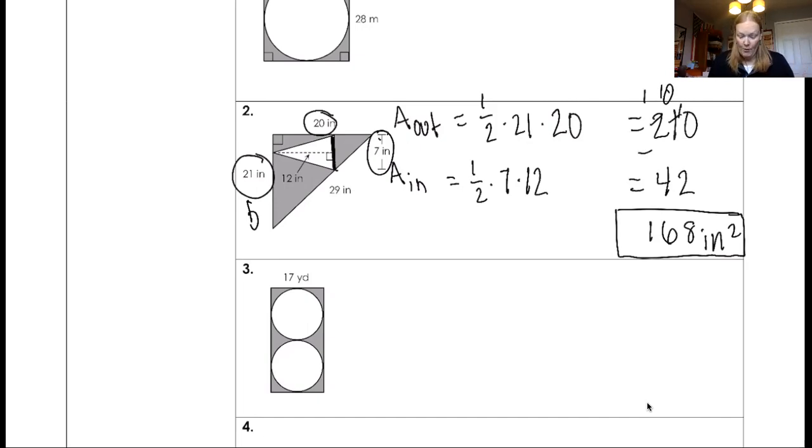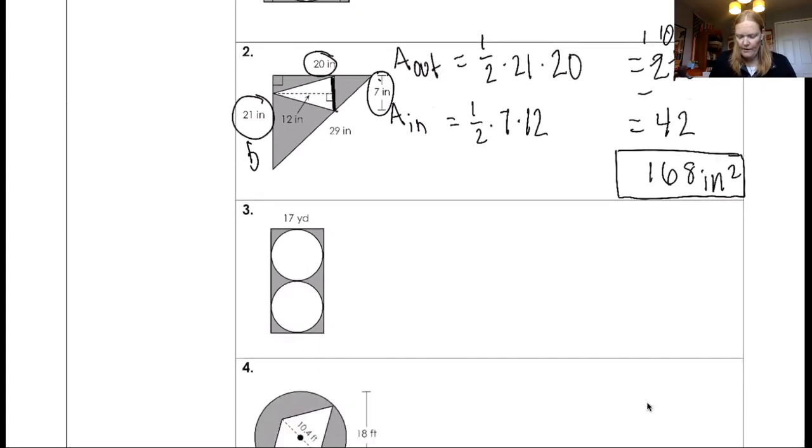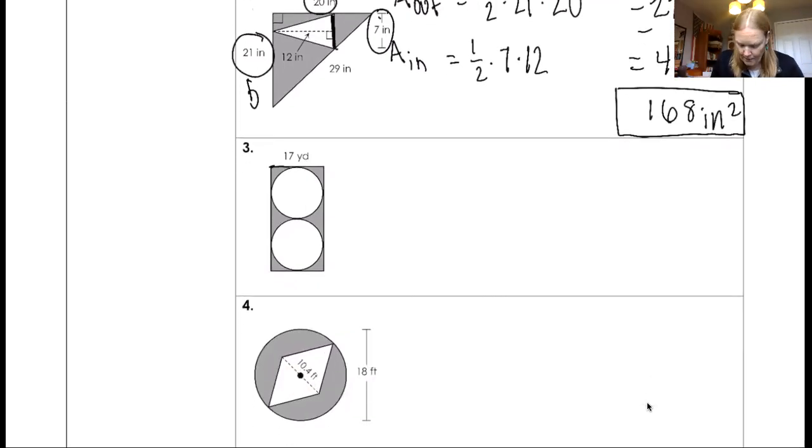Cool. Number 3, they're asking us to cut out 2 circles, and they only give us 1 measurement. So if you notice, this width right here, the 17, is also this width, which is what part of the circle? The diameter. Nice job. So what that means is that the diameter, this is also 17, and that means this is also 17. Which tells us that the right side of the rectangle is 34 yards long. So you can fill that in.